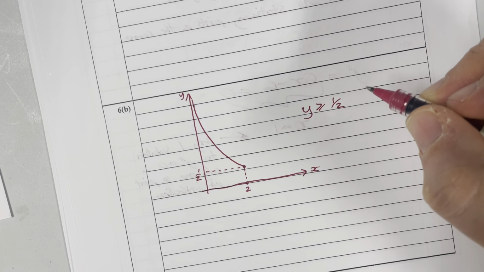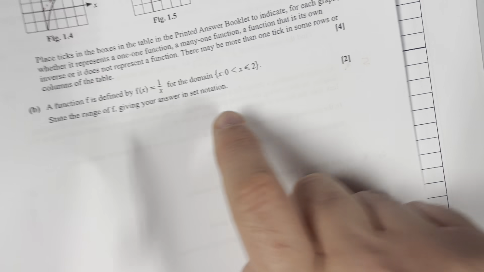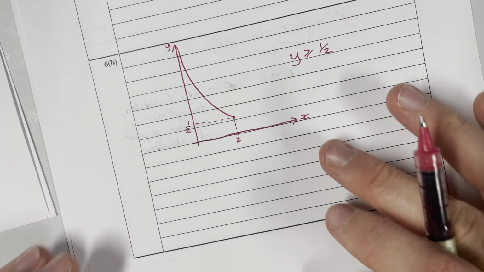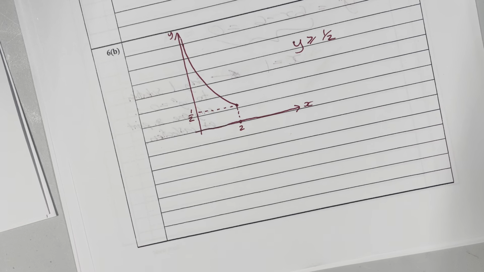Now it does want it in set notation. So function f is defined by this thing for the domain 0 to 2. Take the range of f, giving answers in set notation. So there's a few different ways you can do this, but I'd advise you use your squiggly brackets.